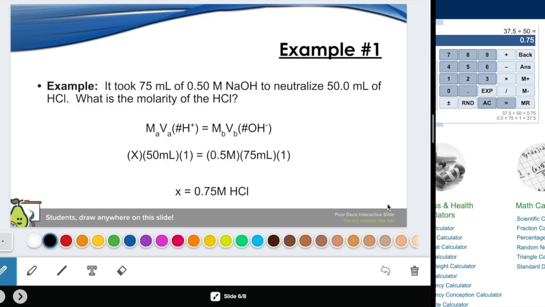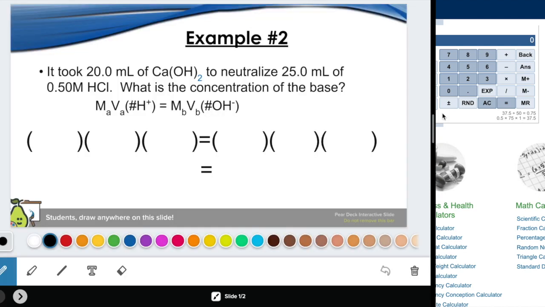And here's our work for that problem. So, our second example, and let's read the question. It took 20 milliliters of calcium hydroxide to neutralize 25 milliliters of 0.5 molar hydrochloric acid. What is the concentration of the base? So first things first, we are going to plug in our numbers. So the first number we have is 20 milliliters of calcium hydroxide.